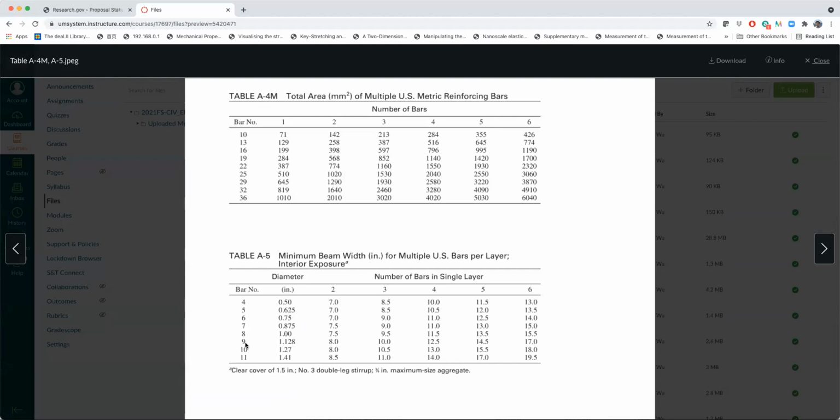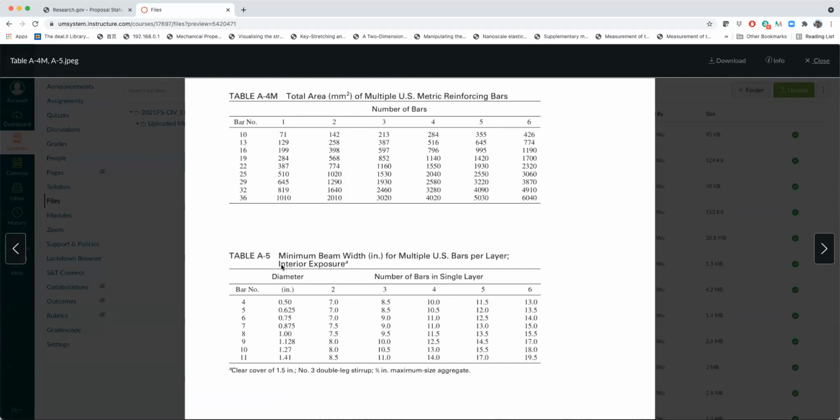Do you guys see my cursor here? Okay, number 9 bars is 1.128 inch. And then this is 2 number 9 bars. So I got 8 inch right here. That's the B minimum beam width.